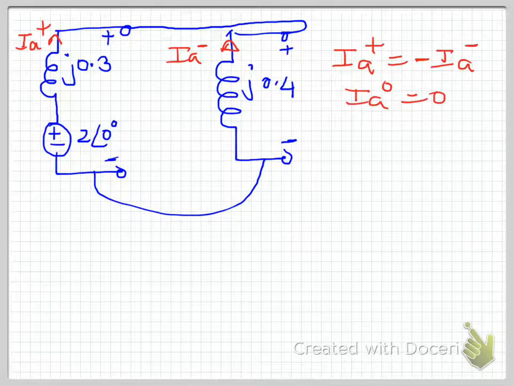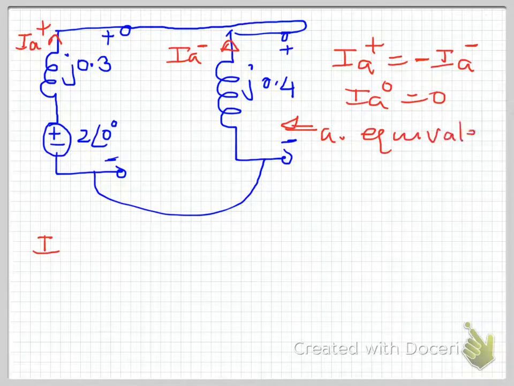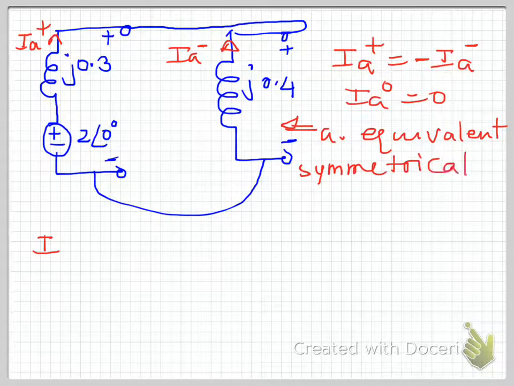Now, our aim is the fault current. So this whole thing is your part A. It's the equivalent symmetrical component network.